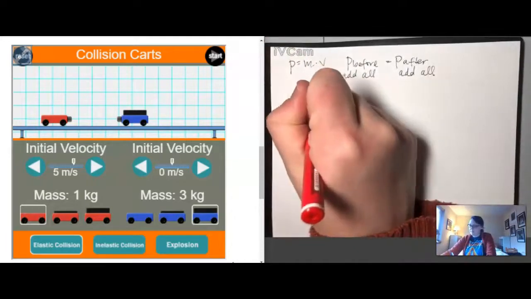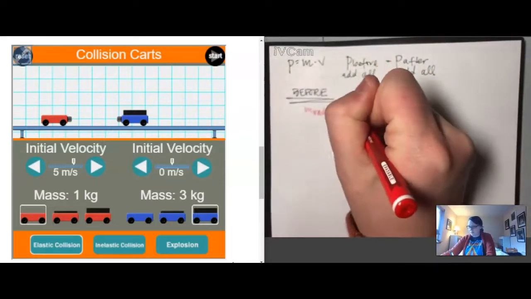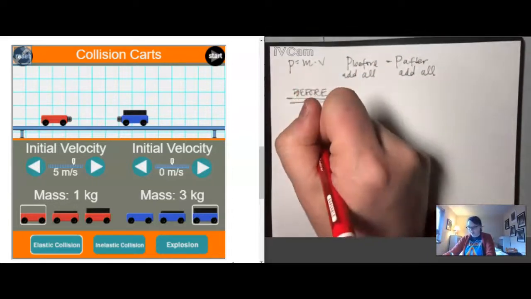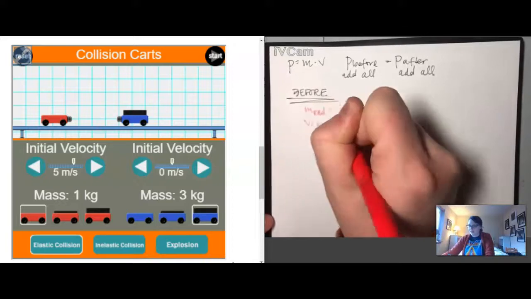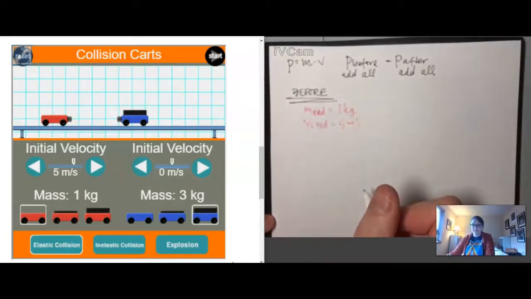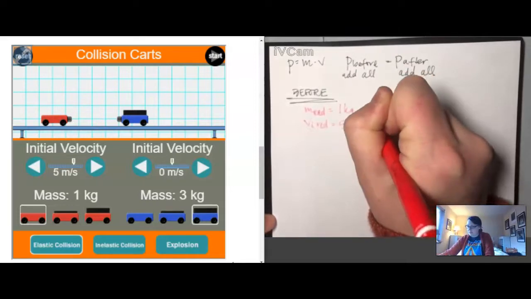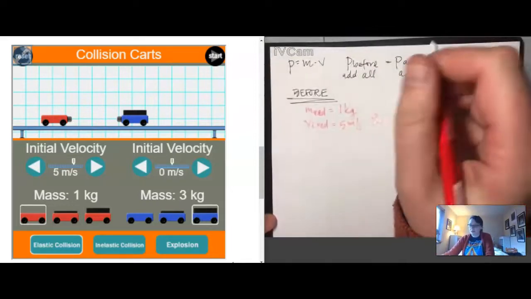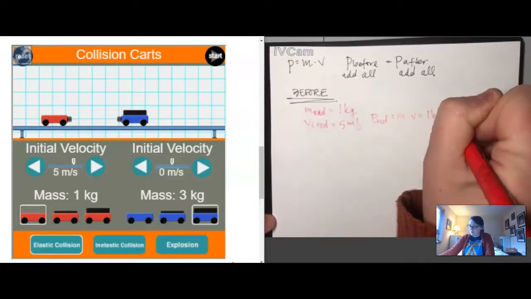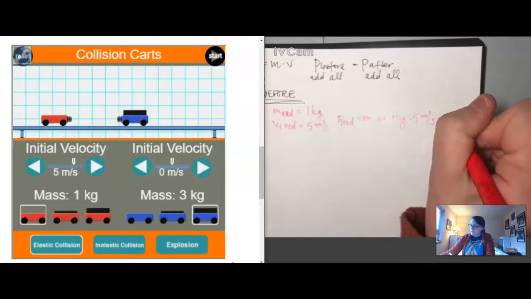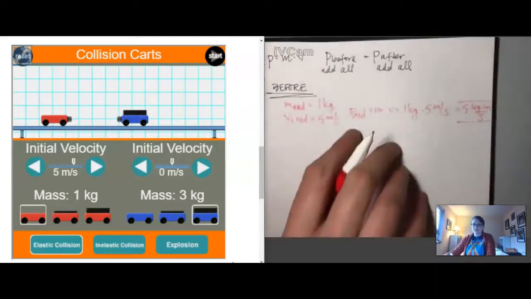So the red car, the mass of the red car is equal to 1 kilogram. The initial velocity, it helps if I put v for velocity, the initial velocity of the red car is 5 meters per second. So if I want to find the momentum for red, and I'm going to use that i for initial, the initial momentum of the red car, I'm going to take its mass times velocity. So 1 kilogram times 5 meters per second equals 5 kilogram meters per second. That's the momentum of the red car before the collision.